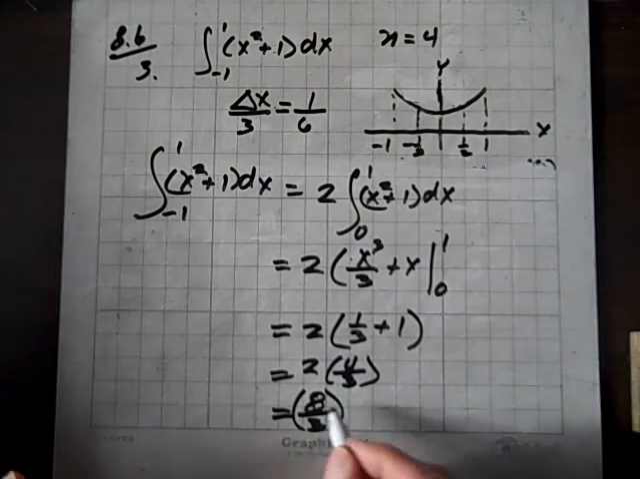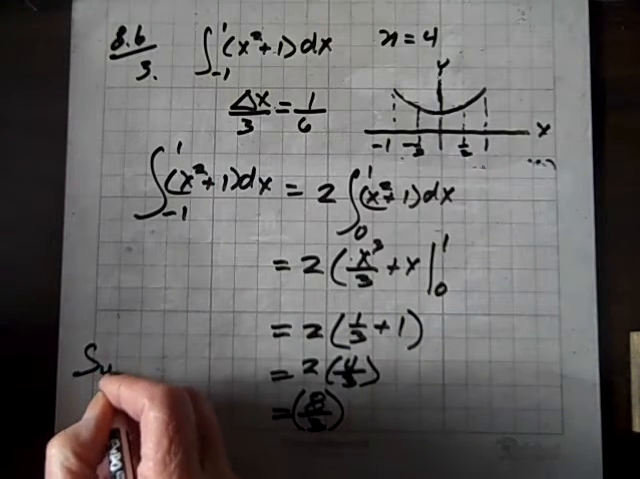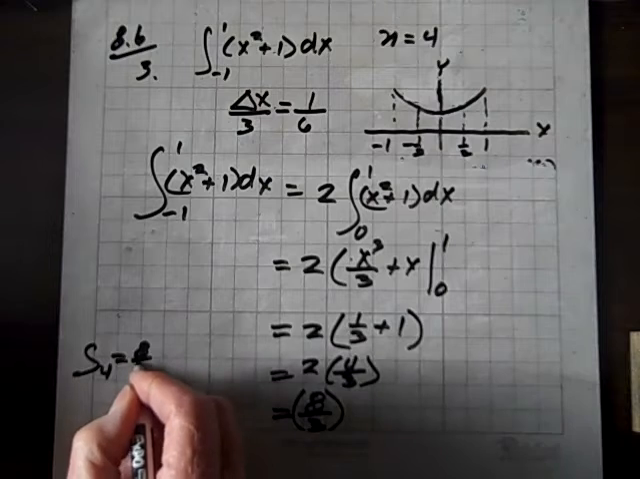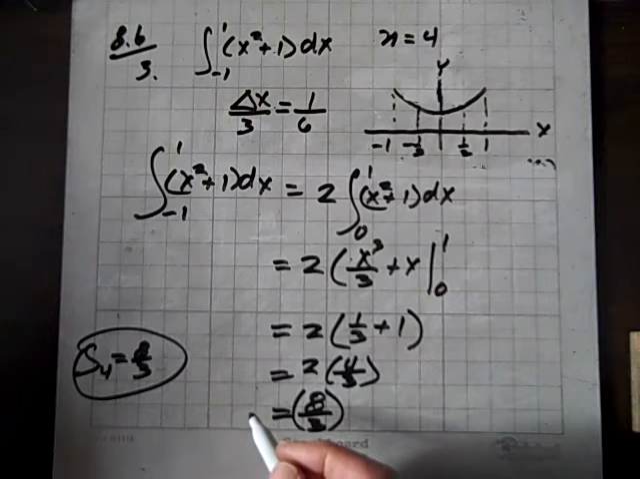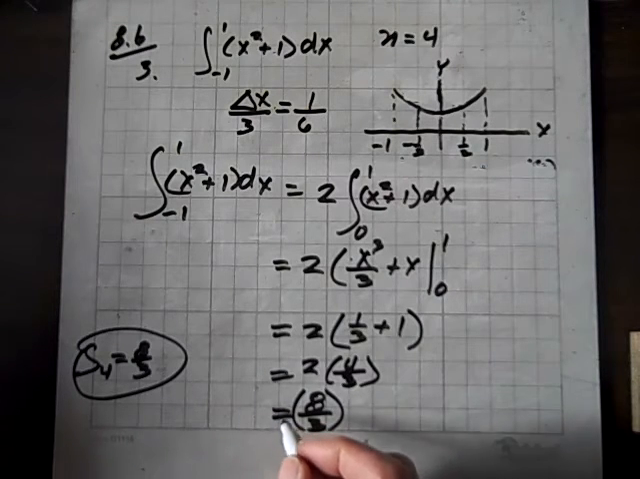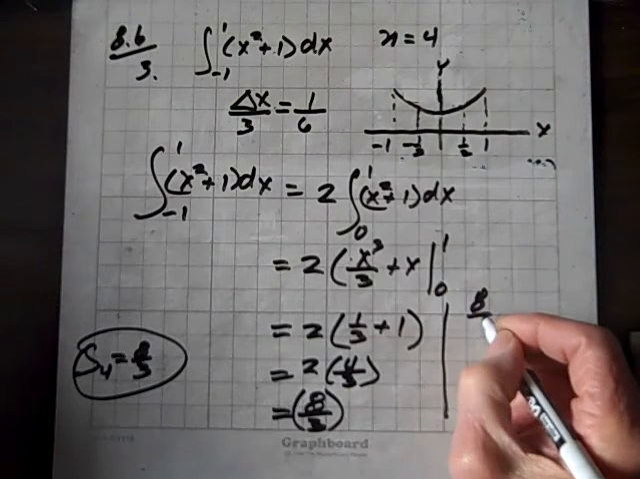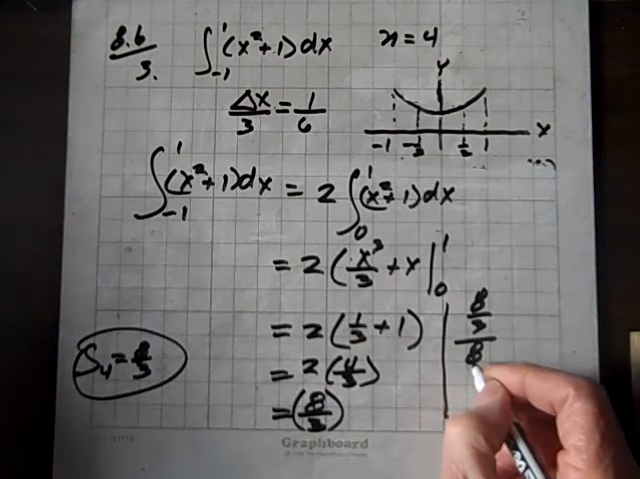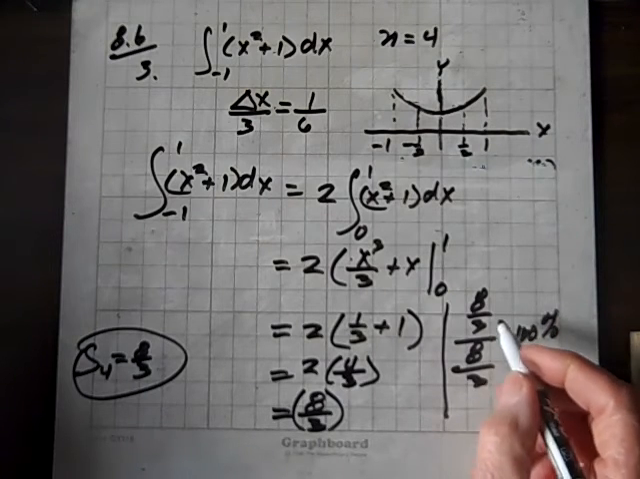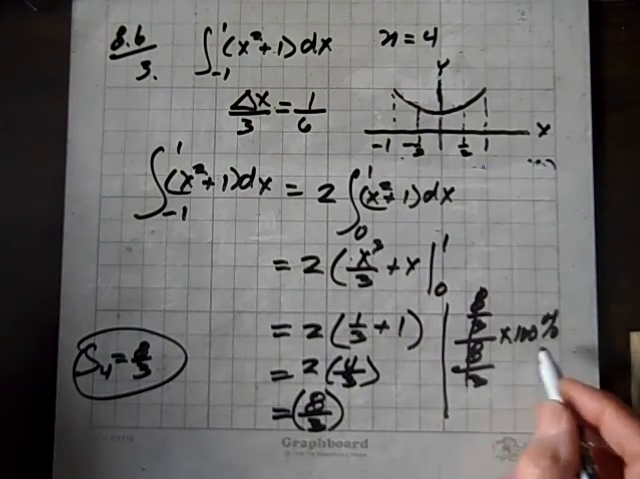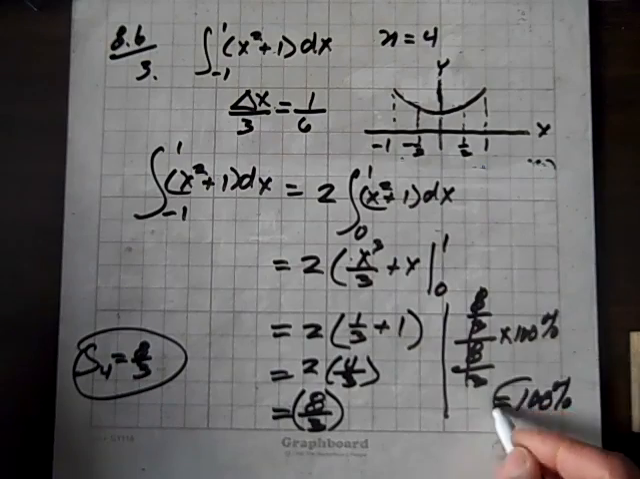So notice we have the same value as we did with Simpson's, because S sub 4 equaled 8/3, and to find the percentage of the integral's true value, we'll simply divide 8/3 by 8/3 times 100%. And notice that's just another way to write 1, so 1 times 100% is 100%. And now we are really done.